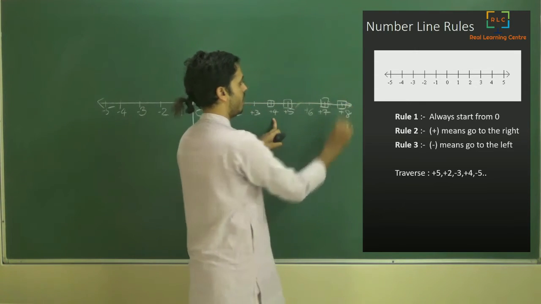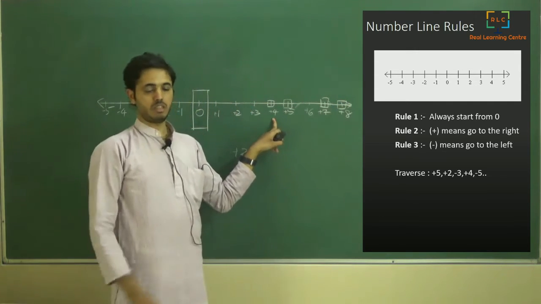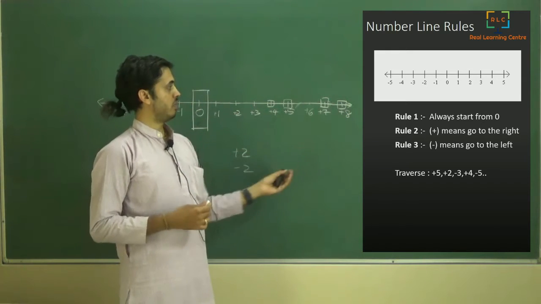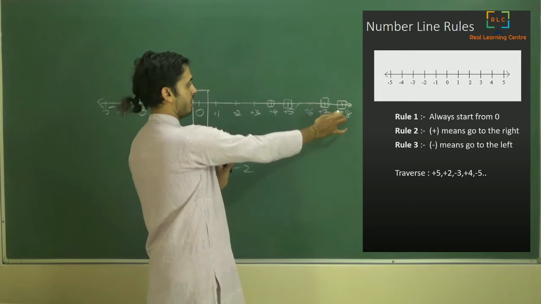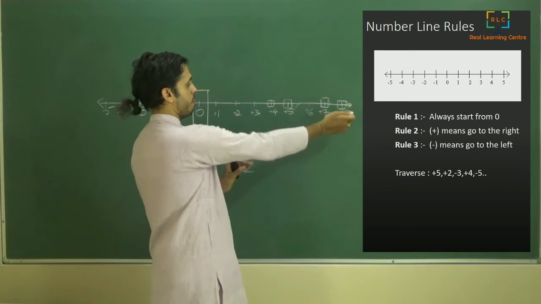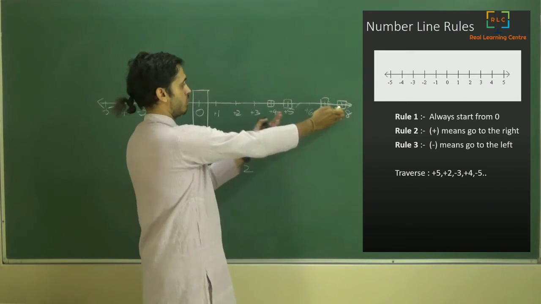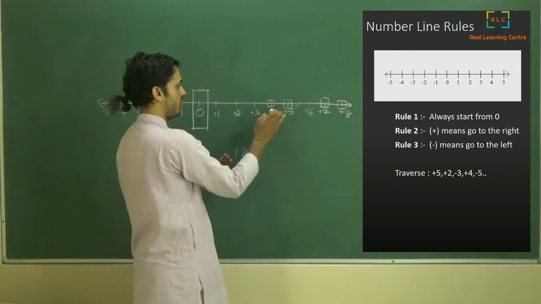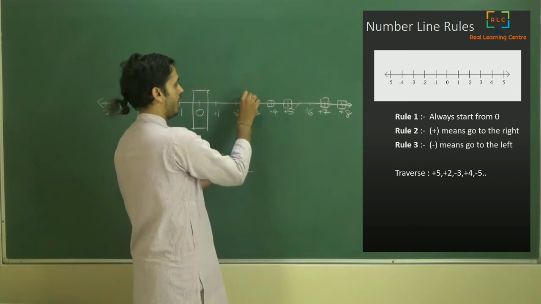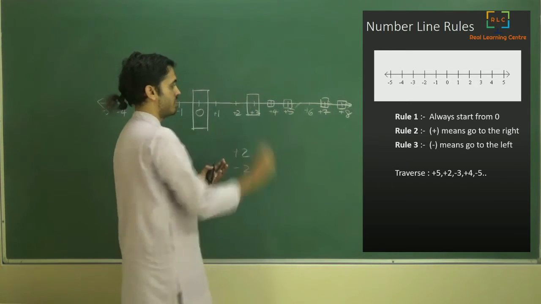Now, currently, I am at plus 8. Now, the final traversal from plus 8, minus 5. I have to move minus 5. In other words, minus indicates towards my left from 8, 5 units. 1, 2, 3, 4, 5. So, in the end, I am at plus 3.